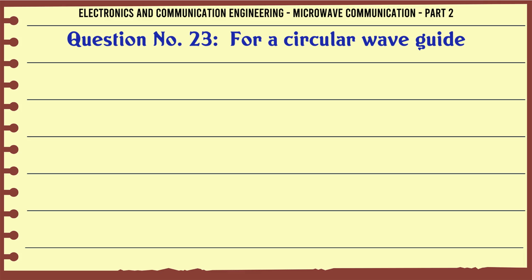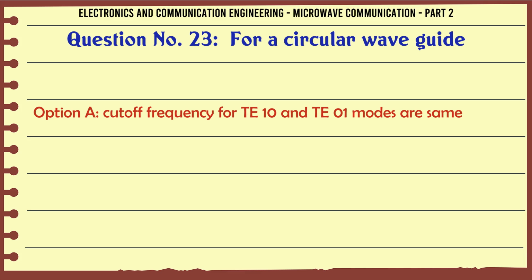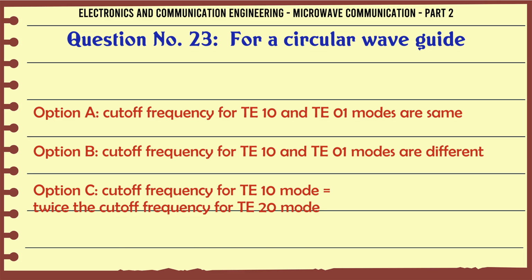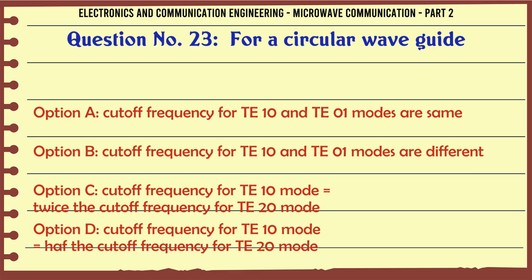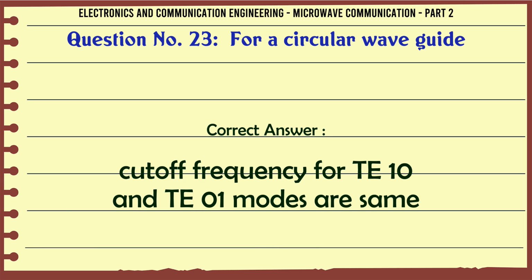For a circular waveguide: A. cutoff frequency for TE10 and TE01 modes are same, B. cutoff frequency for TE10 and TE01 modes are different, C. cutoff frequency for TE10 mode twice the cutoff frequency for TE20 mode, D. cutoff frequency for TE10 mode half the cutoff frequency for TE20 mode. The correct answer is cutoff frequency for TE10 and TE01 modes are same.